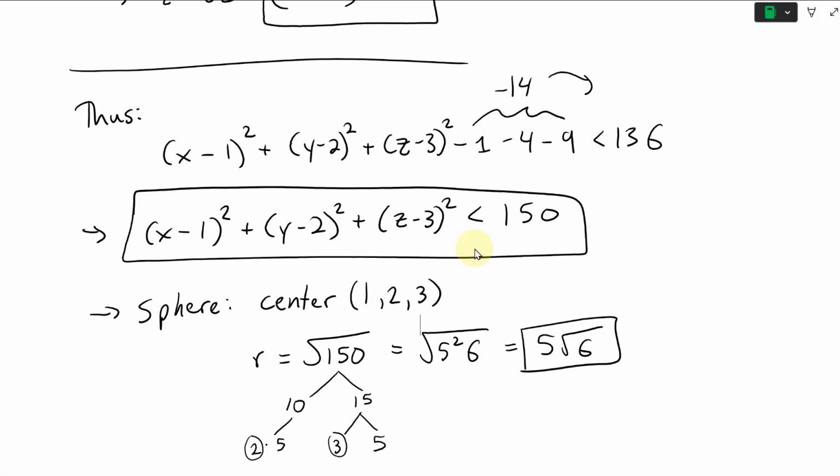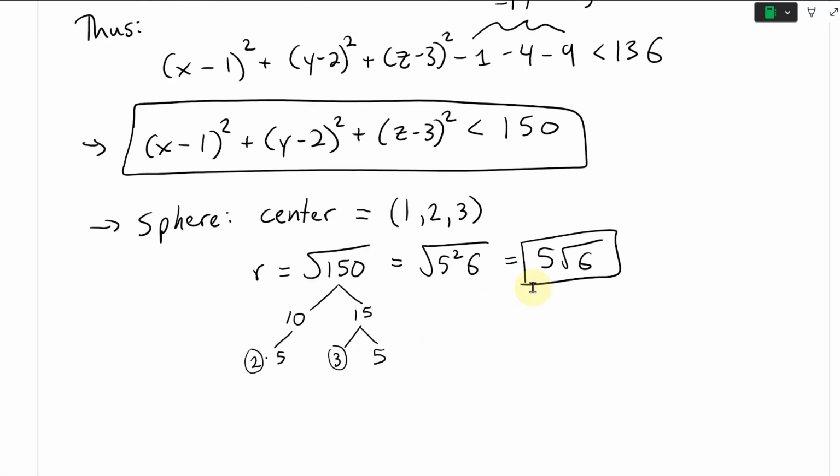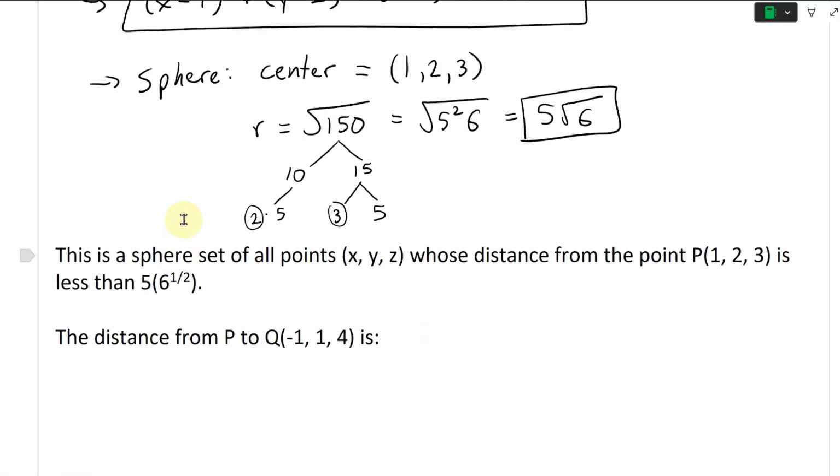So that's the center. And the radius is over there. I'll put an equal sign instead. Alright, so the center of this sphere is at (1, 2, 3), and the radius is 5 times square root 6. Now that we have this, again, this is just a sphere.